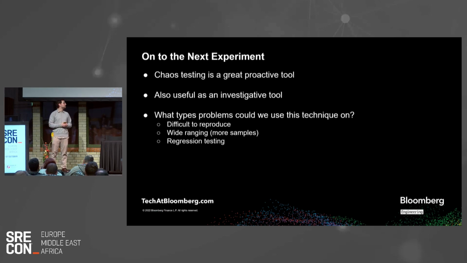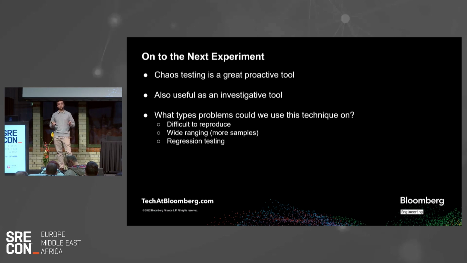So I'll leave you with this. Chaos testing is a great proactive tool. That's commonly how it's used. But in this case, it's actually pretty useful as an investigative tool. And what are some of the problems that you might want to use this technique on? Problems that are difficult to reproduce. If you need to orchestrate your system in a specific state, you might want to use chaos testing, as that gives you a framework to meaningfully organize and do that in a repeatable fashion very easily.